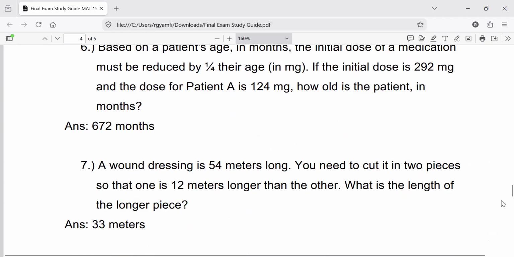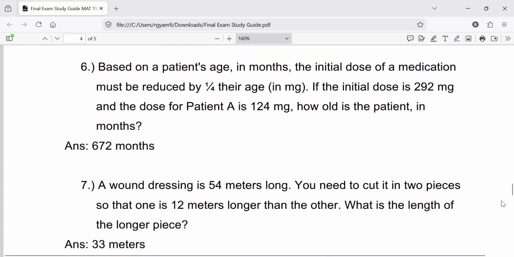Number 6. In number 6, it says based on the patient's age in months. So this patient's age has been calculated in months. The initial dose of a medication must be reduced by a quarter their age.